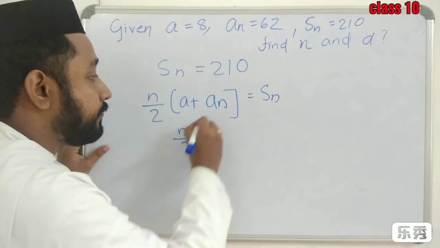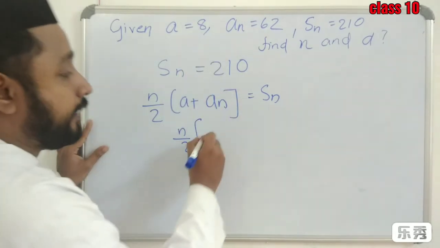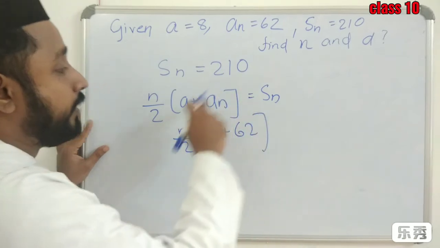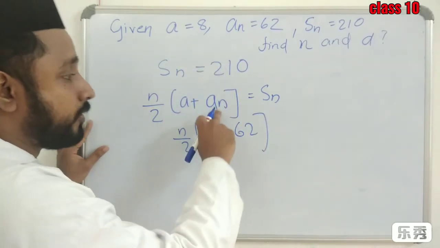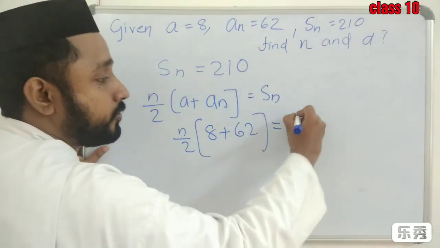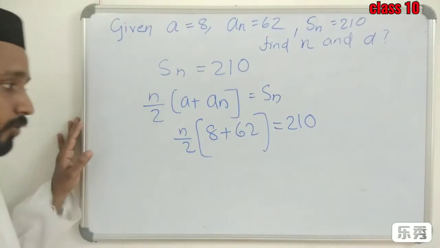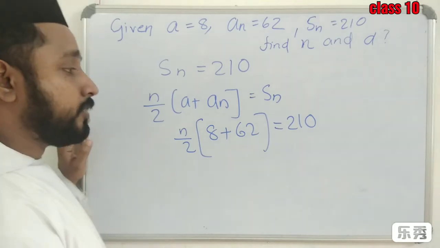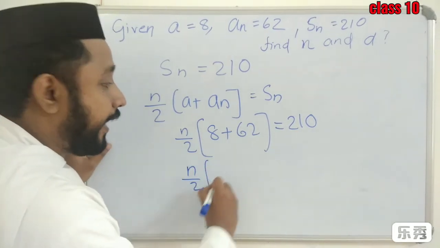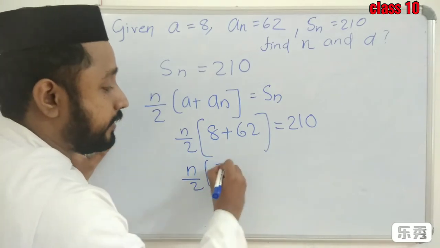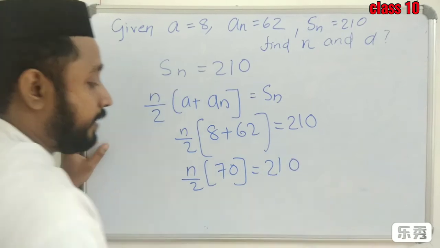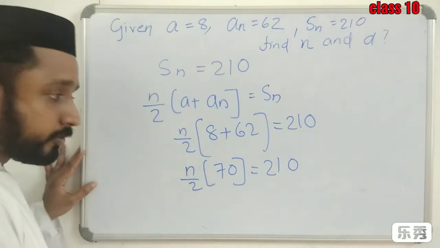n by 2 into a plus a_n. a is 8, a_n is 62. So instead of a we wrote 8, instead of a_n we wrote 62, which is equal to S_n. S_n is equal to 210. So n by 2 into 8 plus 62 is equal to 210. Which means n by 2 into 8 plus 62, 62 plus 8 means 70, which is equal to 210. So n by 2 into 70 is equal to 210.